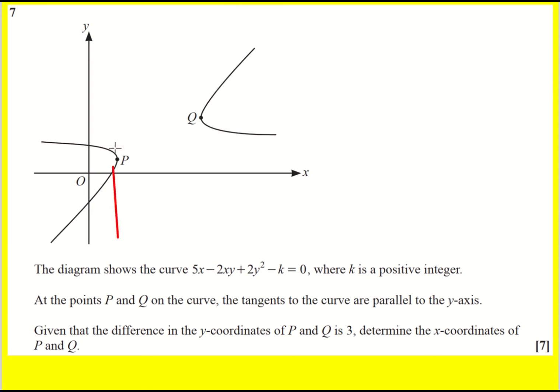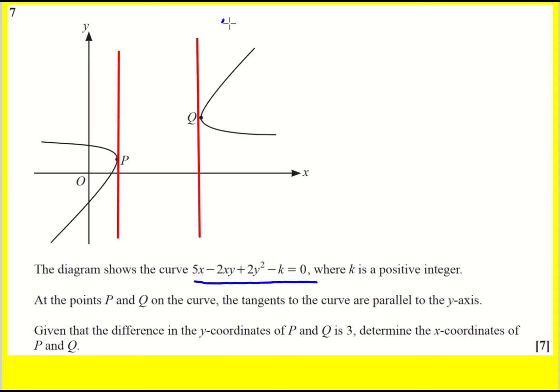And let me just draw these lines. So that's what the tangents would look like. And when you have a tangent being horizontal, dy by dx will be 0. When it's vertical, dy by dx will not be defined, and I'm going to be using that in a minute. But first of all, let's differentiate this implicitly.